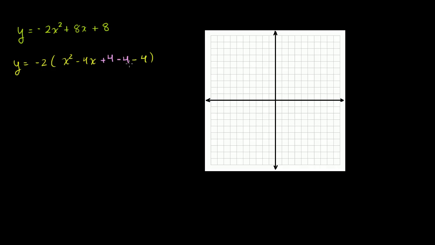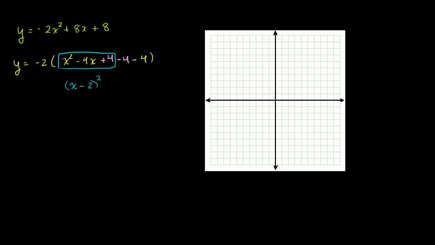I either have to add it to the other side, or I would have to then just subtract it. So here I haven't changed the equation. I added 4, and then I subtracted 4. I just added 0 to this little expression here. So it didn't change it. But what it does allow me to do is express this part right here as a perfect square. X squared minus 4x plus 4 is x minus 2 squared.